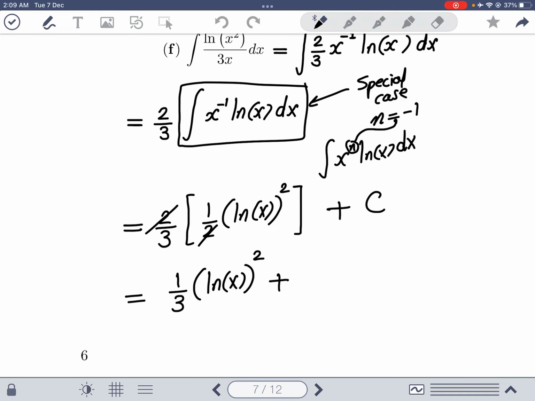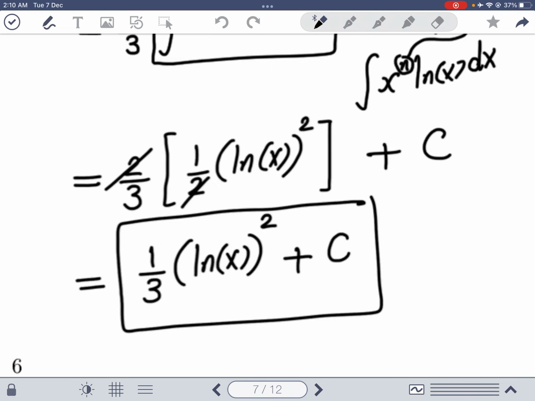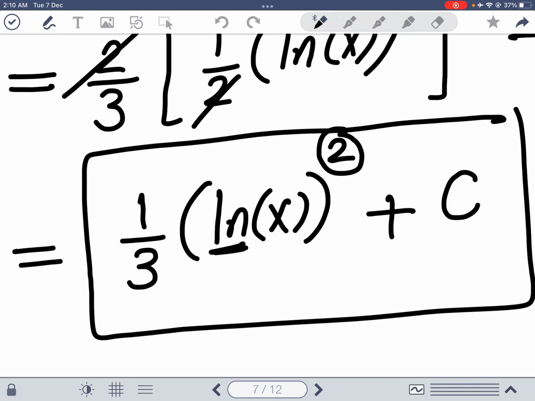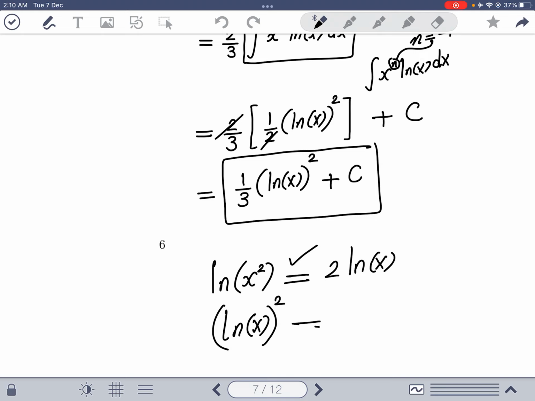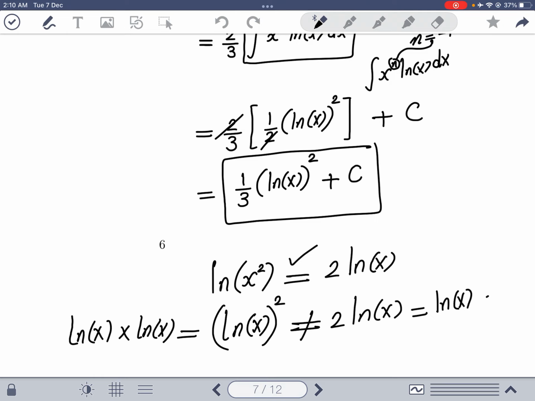Notice this 2 is for the logarithm, so it cannot come down. What can come down is if you have it like this, ln x squared. This is, yes, 2 ln of x, but ln of x, all of it squared, is not 2 ln of x. So what is it? It is actually ln of x times itself, and 2 ln x is ln of x plus itself. So you cannot say that the addition is the same as the multiplication. They are not the same.